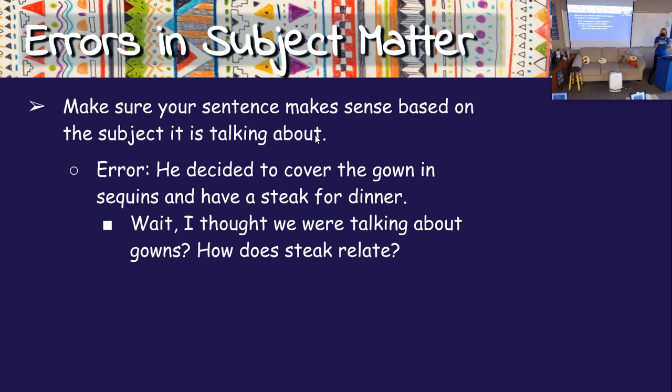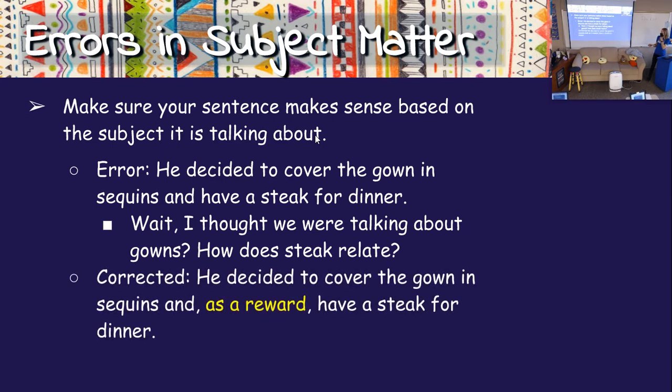Okay, there's an error in subject matter there, right? The two do not equate. We wouldn't automatically think, oh yay, we're covering a gown in sequence, that means we're having a steak for dinner. I don't think that's the logical thought process of any normal human being. So all we would have to do is add some sort of connection that leads us to why we're having a steak dinner based on the fact that we're covering a gown in sequence.